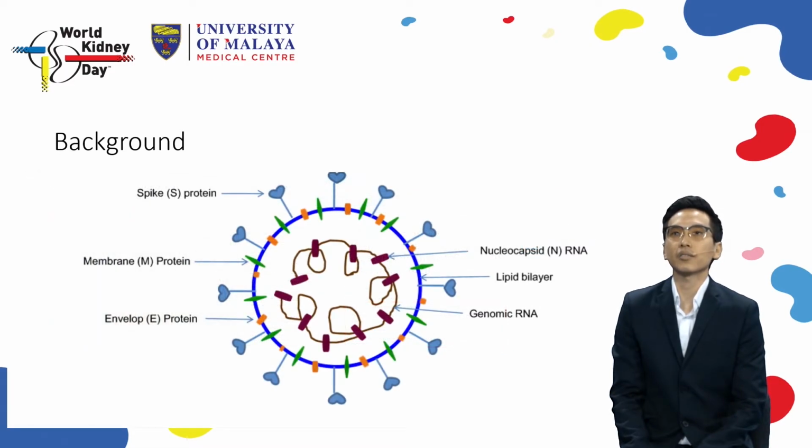So this is a graphical illustration of the coronavirus. This is a beta coronavirus, which is a large spherical enveloped single-stranded RNA virus, and it contains four main components, which are the S protein, M protein, E protein, and the nucleocapsid RNA. And it is through this S protein that the coronavirus interacts with the host angiotensin converting enzyme 2 receptor, fuses, and enters the host cell.